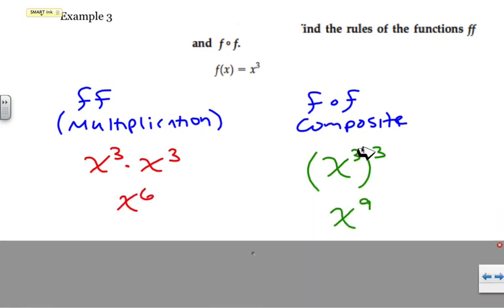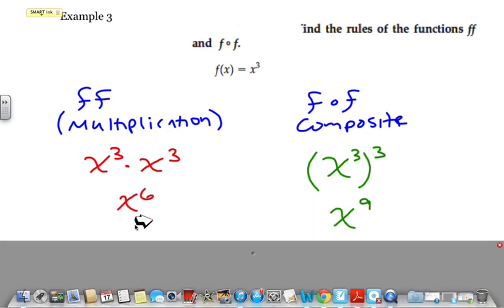Okay, and those have different answers if you remember your exponent rules. x to the third times x to the third is x to the sixth, and x to the third to the third power is x to the ninth.